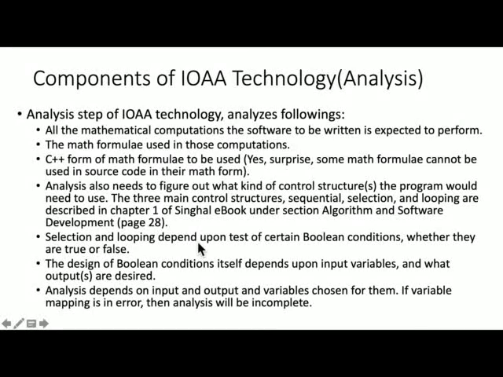Selection and looping is done based on testing of certain Boolean conditions, whether they are true or false. We will talk about Boolean conditions in a lot of depth when we start to learn about if and else structures. And design of Boolean conditions itself depends upon input variables and what outputs are actually desired. Analysis depends on input and output and variables chosen for them. If variable mapping is in error, then analysis will also be incomplete. If formulas used are wrong, then also analysis is incomplete or wrong.